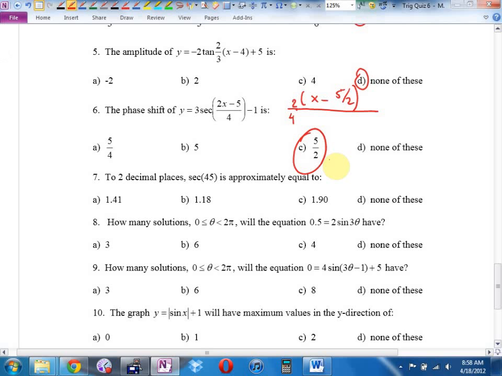I like number 7. Number 7 is a nice question. In fact, it's probably going to be one of the first questions on the multiple choice section of your test. I'm going to ask you to find the secant or the cosecant or the cotangent. Radians or degrees, number 7. Is this radians or degrees, and how do you know?